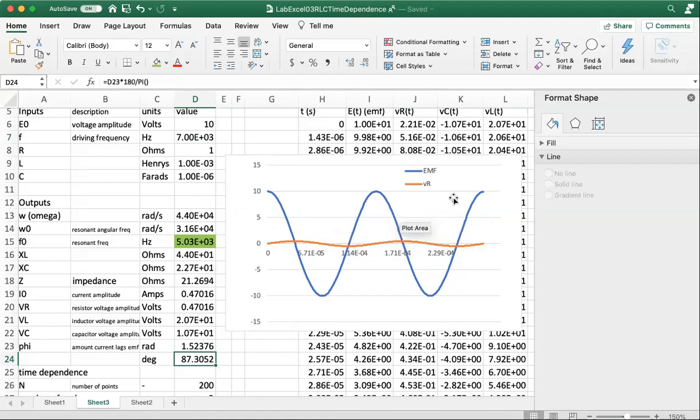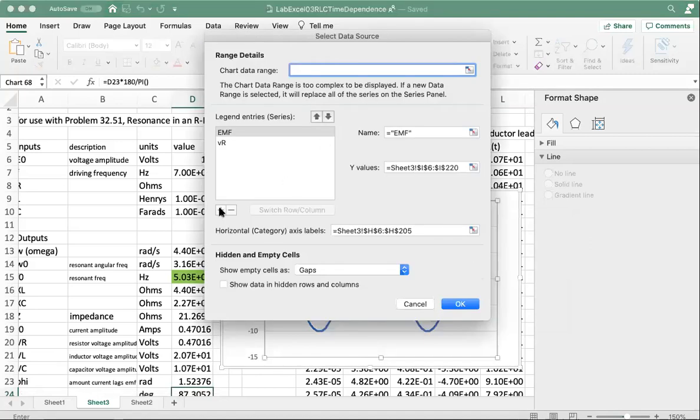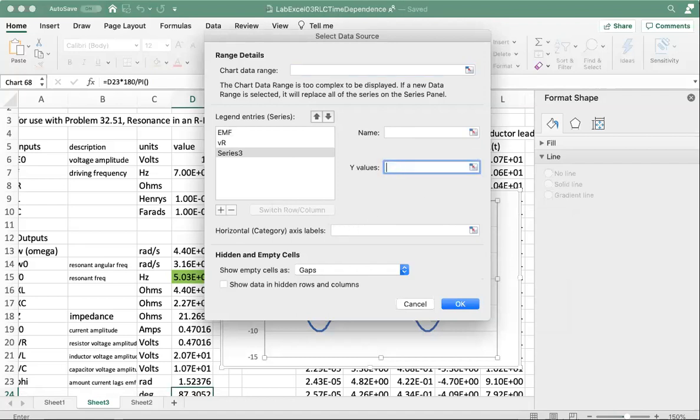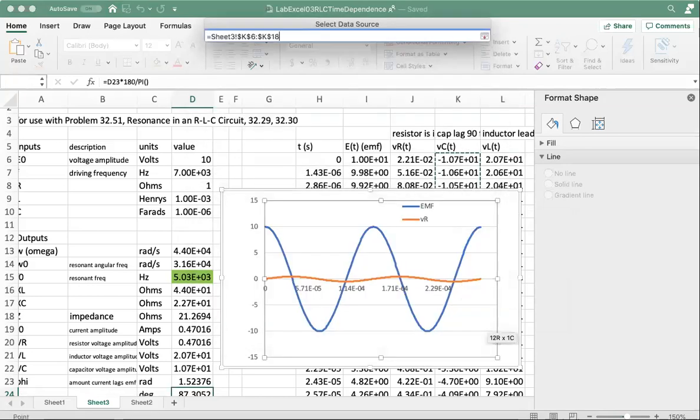The other things I'd like to plot here are the capacitor and inductor voltages. So I'm going to do select data and add those two as well. So I'm going to do a plus here. Wish I could just copy one so I don't have to do the x-axis again. Let's try. Okay, so VC.